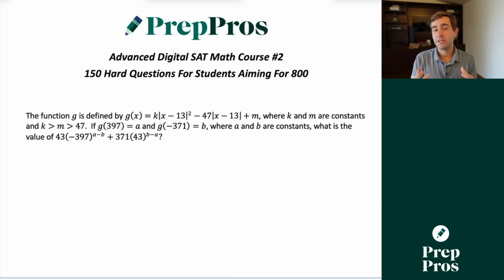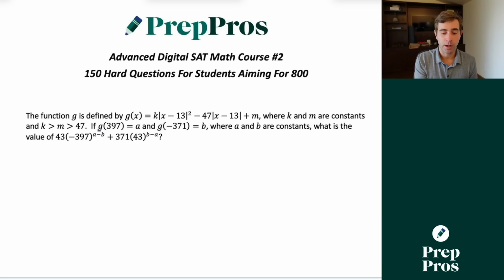Now, when you see these really complex looking questions, everybody initially just starts freaking out because they look at this whole equation and they see these k's and m's and all these variables and the g of 397 equals a and negative 371 equals b, and the whole thing starts to feel really, really overwhelming. But anytime you see math on the SAT that looks overwhelming, always go back to what you would do if it's a super basic version of the same question, because those same basic rules apply and they serve as a really helpful guidepost.